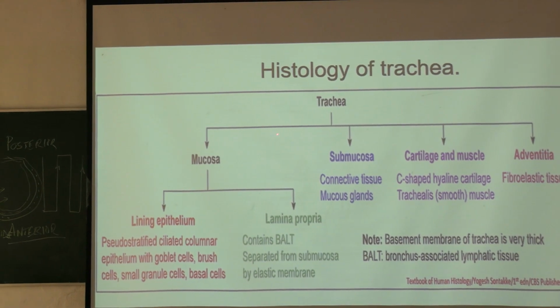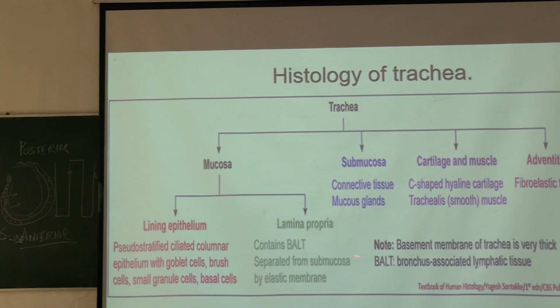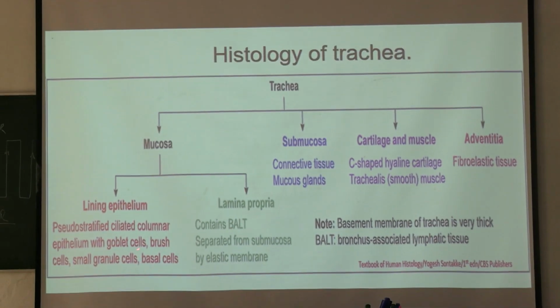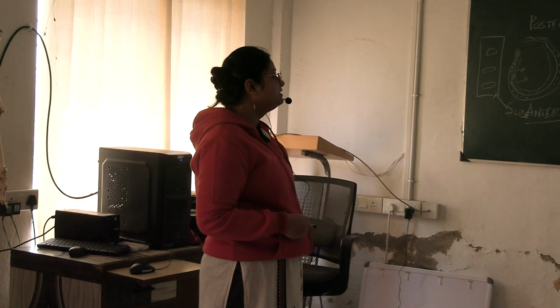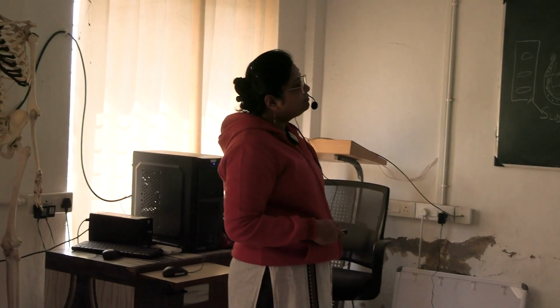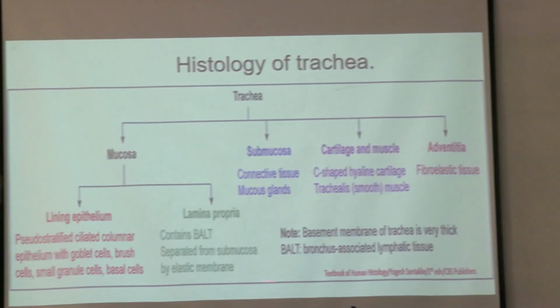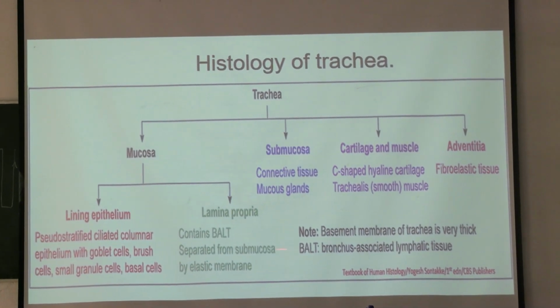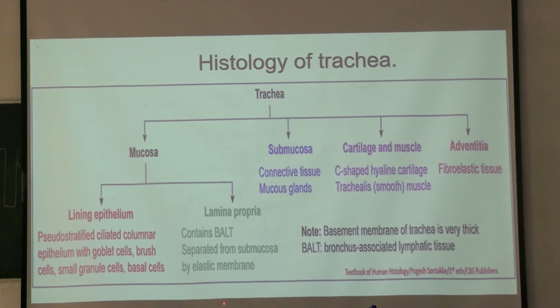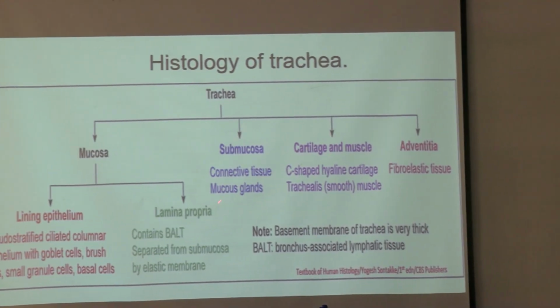You will see the mucosa. Mucosa is having lining epithelium and lamina propria. Lining epithelium is pseudostratified ciliated columnar epithelium with goblet cells, brush cells, small granule cells and basal cells. Lamina propria contains bronchus associated lymphoid tissue, okay, separated from the submucosa by elastic membrane. And submucosa contains connective tissue and mucous glands.